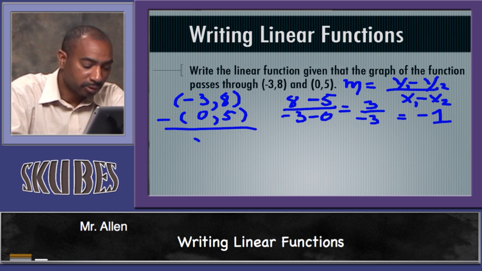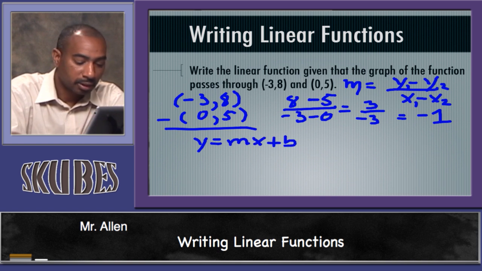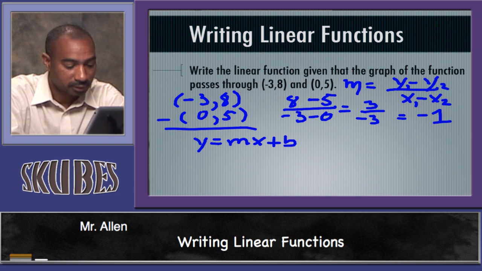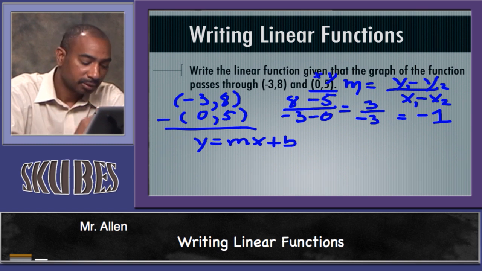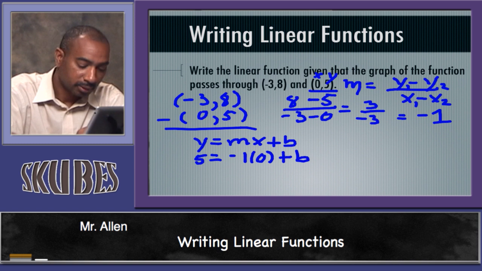So what you do, you go back to the formula, y equals mx plus b, and you pick one of the 2 points. It's best to pick the easier point with the smallest numbers. I'm going to pick 0, 5. That means x is 0, y is 5. So I'm going to put 5 equals, my slope is negative 1 times 0 plus b. Negative 1 times 0 is 0. So this tells us that the y-intercept has to be 5.